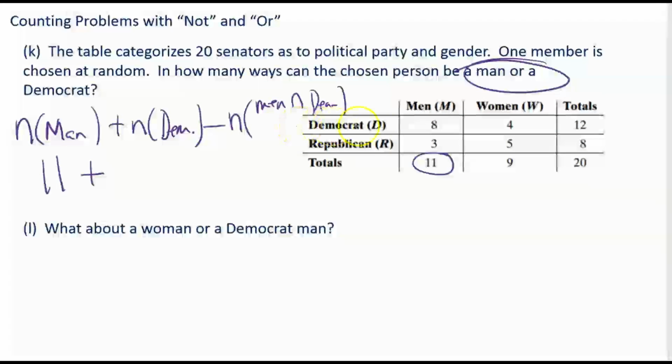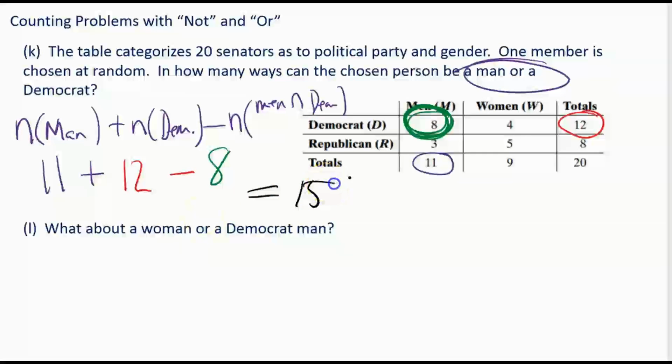Now when I look at Democrats, I need to look at the row, and the total Democrats is 12. Excuse me, minus the intersection. Now the intersection of men and Democrats, we have that number, right? That is this number right here. A man and a Democrat, we need to subtract that out. Why? Because we counted it twice. We counted it when we did the total of 12 Democrats. We counted it when we did the total of 11 men. And we don't need to count it 2 different times. So 11 plus 12 is 23, and 23 subtract 8 is going to give us how many?